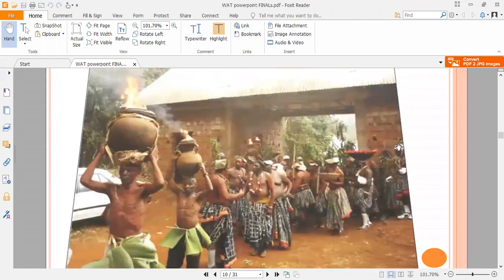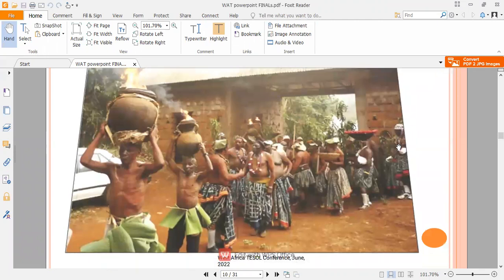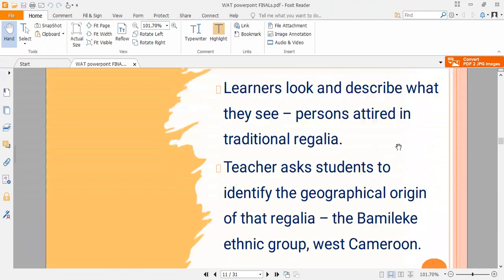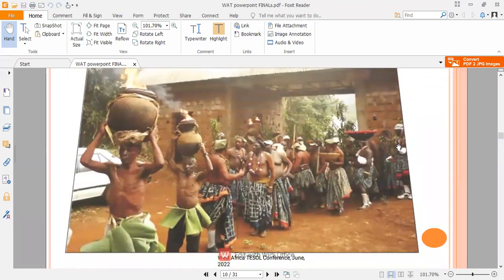On the third image, on the next image, good. We have a group of men without clothes on, just attired in the traditional fabric. Some carrying pots with burning fire on their heads.